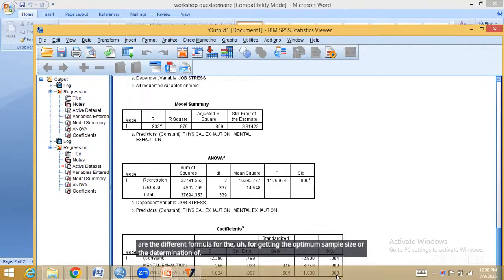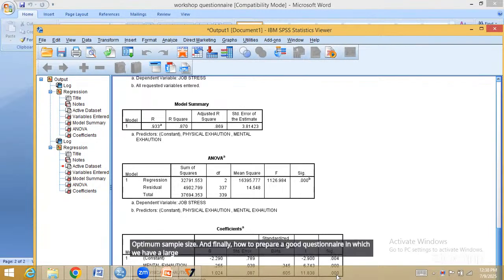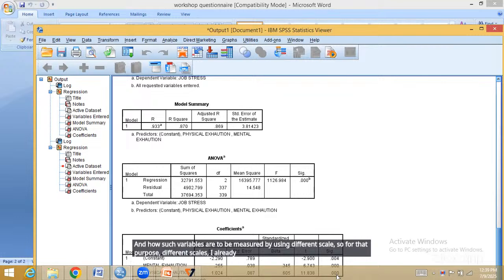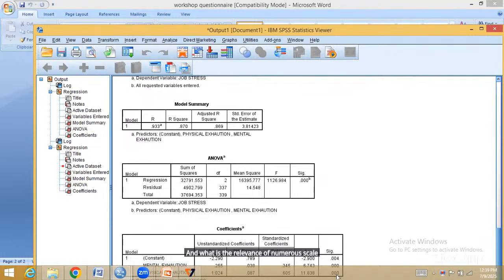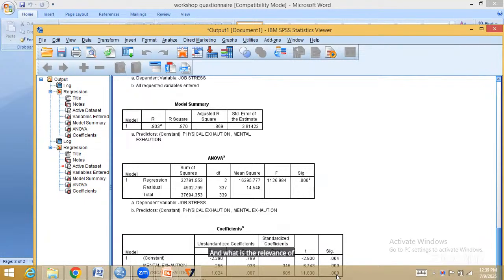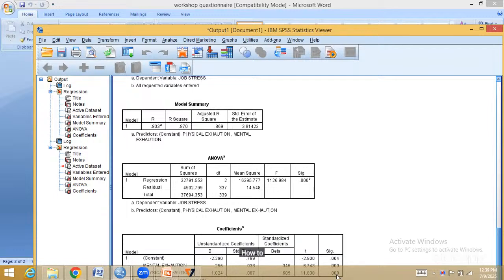and finally how to prepare a good questionnaire in which we have a large number of variables and how such variables are to be measured by using different scales. For that purpose, different scales I already explained. And what is the relevance of nominal scale? What is the relevance of ordinal scale? And what is the relevance of ordinal ranking scale? And what is the relevance of interval scale for the measurement of a qualitative variable? And whenever you collect the data, how to build up the relation and how it can be proved with the appropriate statistical technique. And for that purpose, I explained the application of multiple regression only.